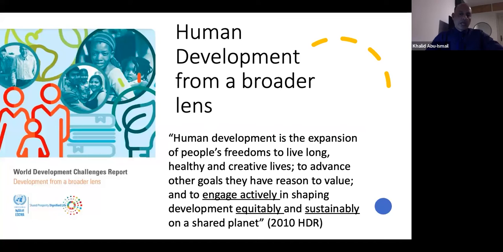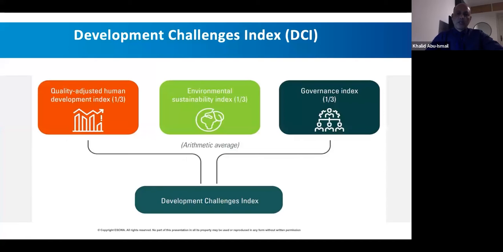But of course, as the HDR of 2010 itself highlighted, human development is more than just the 3 indicators in the HDI. It encompasses many issues like agency, the ability to participate in decision making. It encompasses, of course, sustainability and equity. And these are critical aspects that we try to capture in the Development Challenges Index.